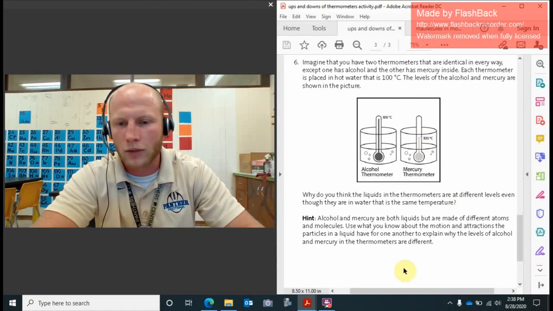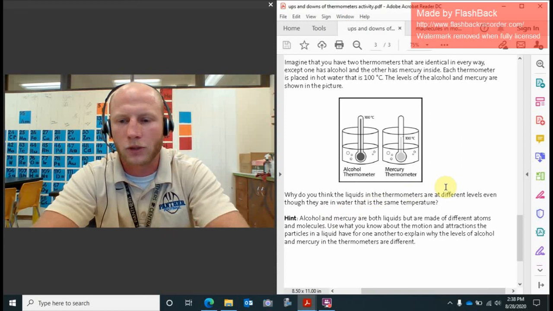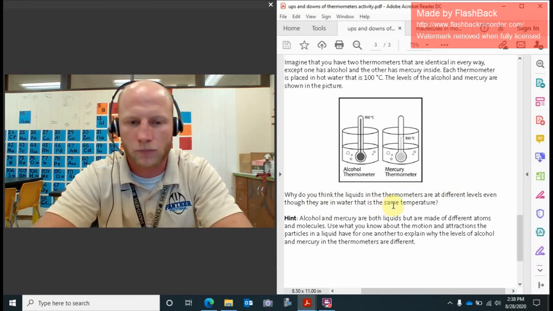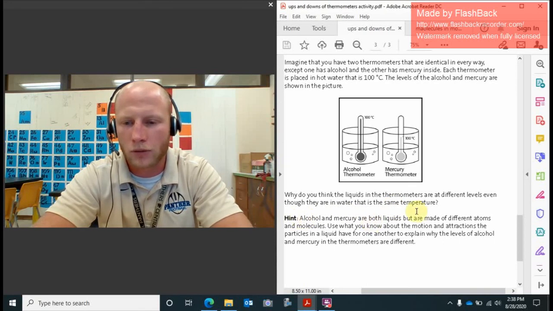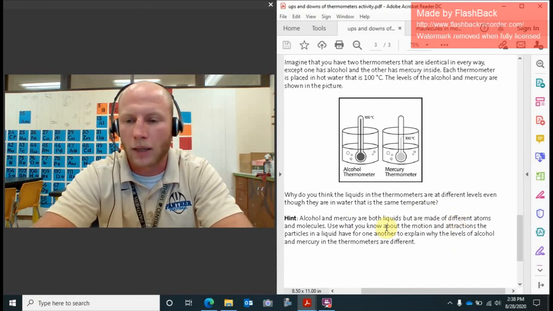It says, why do you think liquids in the thermometers are at different levels, even though they're in water that is the same temperature? Okay, so what can account for this? Here's our hint: alcohol and mercury are both liquids, but they are made of different atoms and molecules. Use what you know about motion.